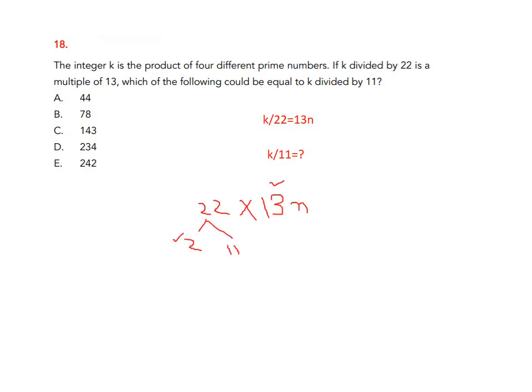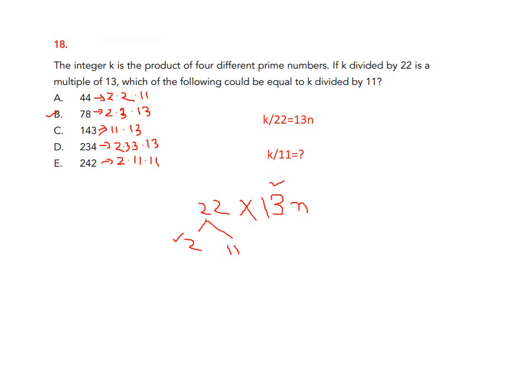So we need to find out which of the following could be equal to k divided by 11. 22 can be factored as 2 into 11, and we get 13, that is another prime number, and n is an unknown number. So in both cases we have 11, just cross it out. So 2 into 13, that is 26. Now let us do an option test. 44, how can I factor it out? 2 into 2 into 11. For 78 we get 2 into 3 into 13, and in this way we have done this for C to E.